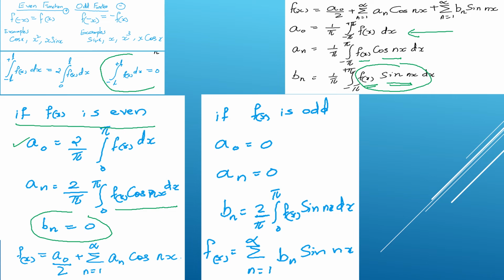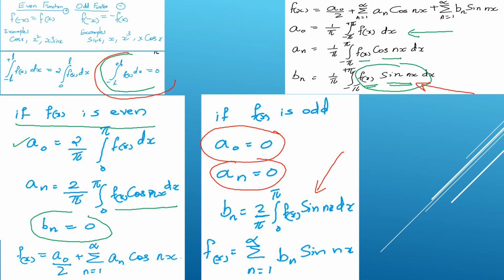Now let us see what if f of x is odd. f of x odd ആണ് എന്നുണ്ടെങ്കിൽ a0 എന്താണ് വരിക? Integral 0 to pi f of x dx. But f of x odd ആണ് എന്നുണ്ടെങ്കിൽ we have learned if f of x is odd, then that integral will give 0. So a0 is 0. Similarly, an is also 0. bn, odd function ആണ്. bn ൽ already ഒരു sin nx ഉണ്ട്. So f of x into sin nx, both are odd. Odd into odd will give even. So the integral of an even function will be there. So bn is equal to 2 by pi, 0 to pi f of x sin nx dx.